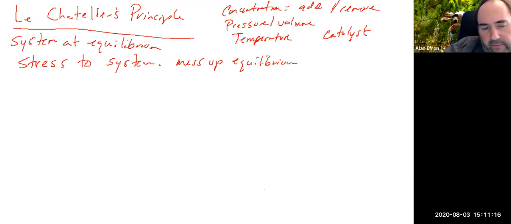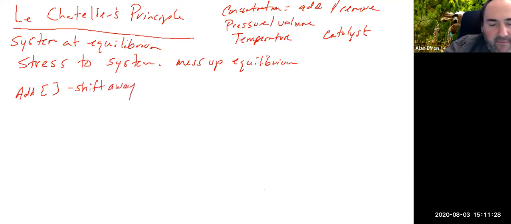So we'll start with concentration first. When we add concentration, it shifts away. "Add, away" is a good way to remember that. If you add a reactant, we would expect the reaction to head toward the product side, away from the side where you added it. And if you add some more product, we would expect it to shift to the left-hand side, away from the product side where we added it.